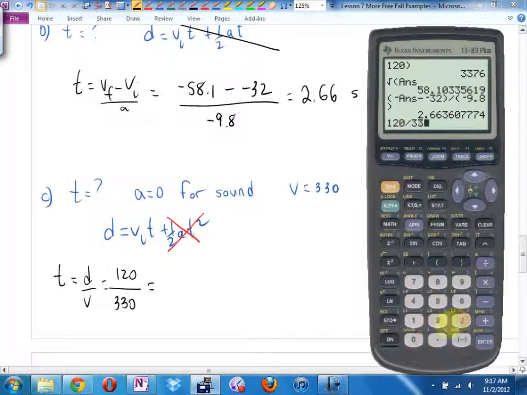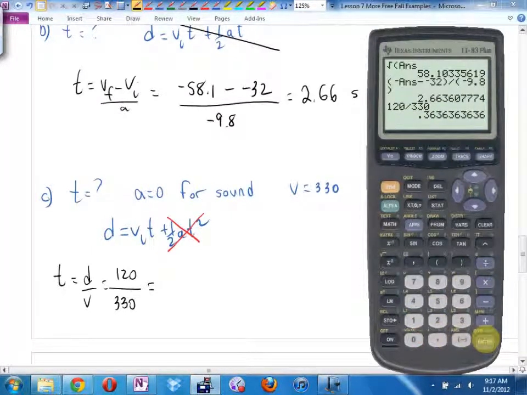120 divided by 330. Pretty quick. There is going to be some kind of a delay. I would see a puff of dust, and then a split second later I would hear it, but it wouldn't be instant. 0.3636.